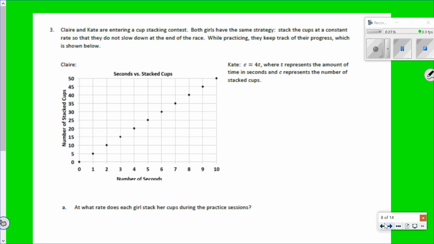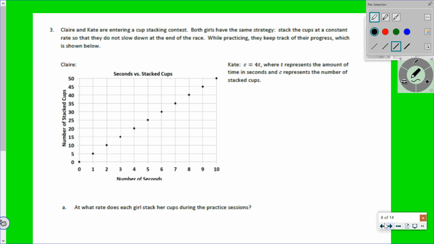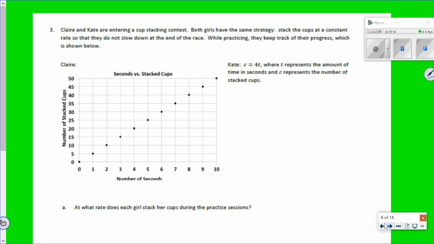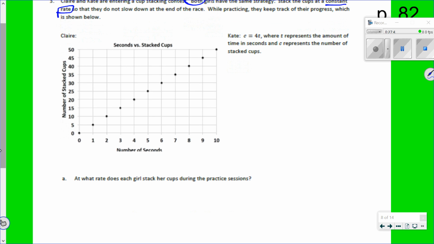Okay, we're going to turn the page. Now we're going to look at Claire and Kate. They're both having a strategy where they do a constant rate so they don't slow down at the end of the race. While practicing, they keep track of their progress, shown below. Claire, we've got a table or chart. And Kate, we have an equation. So the first question, at what rate does each girl stack her cups during the practice sessions?